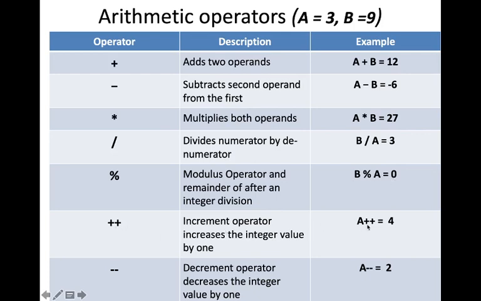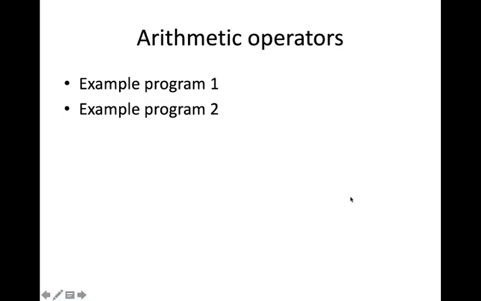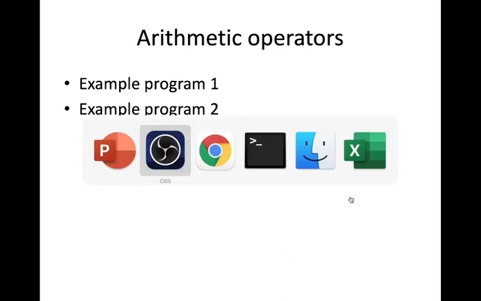Then plus plus, if we say a plus plus, then the value becomes 4 because 3 plus 1 equals 4. And a minus minus, if it is 3, then it becomes 2. So these are the different arithmetic operators. We will see some example programs and you will be able to understand this.